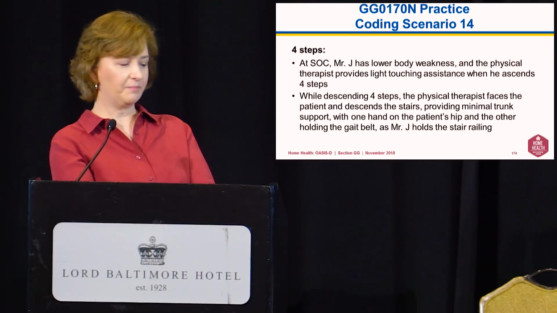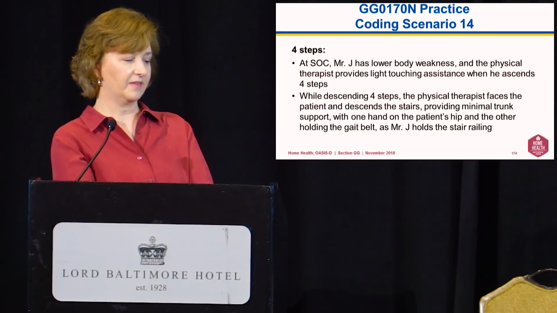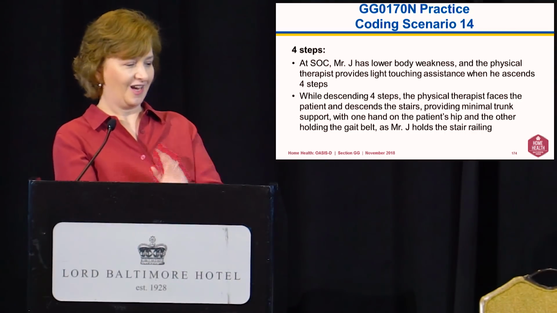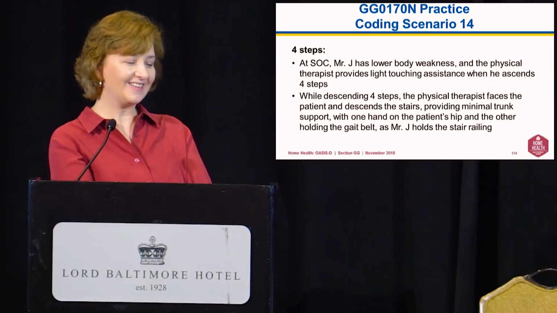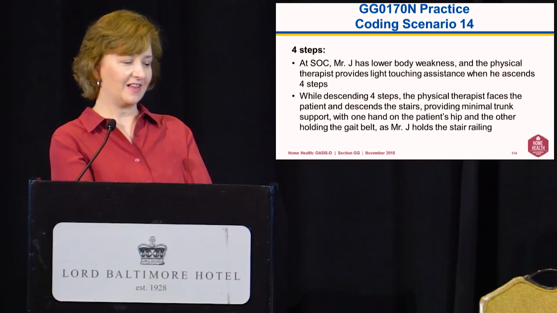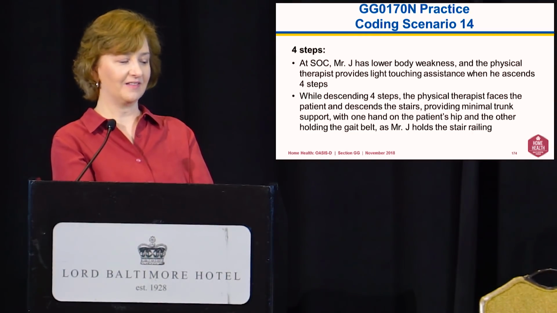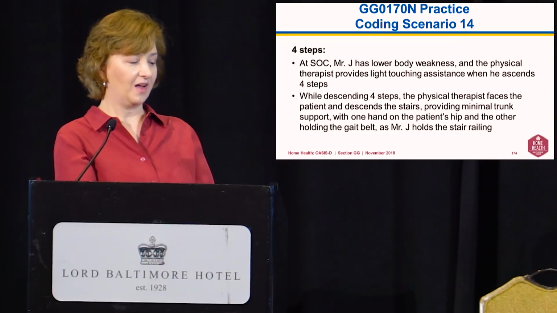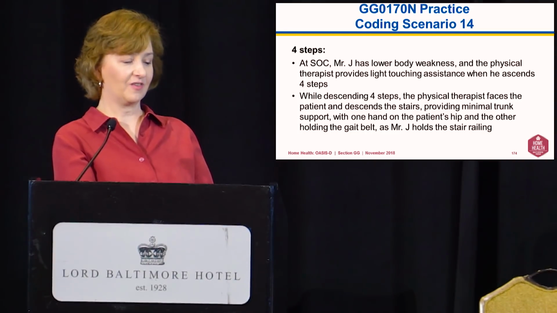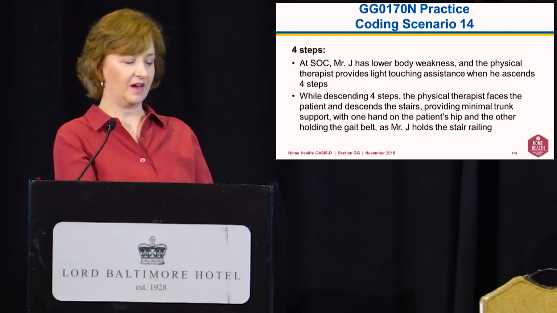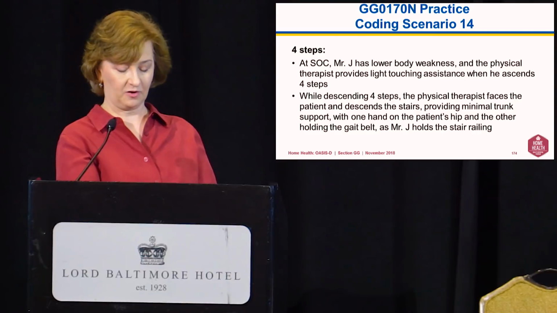We do have an example here for 4 steps. At start of care, Mr. J has lower body weakness, and the physical therapist provides light touching assistance when he ascends 4 steps. While descending steps, the physical therapist faces the patient and descends the stairs, providing minimal trunk support with one hand on the patient's hip and the other holding the gait belt as Mr. J holds the stair railing.